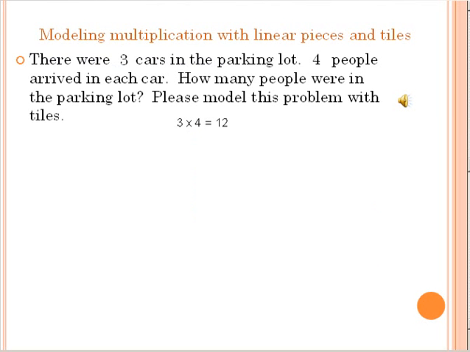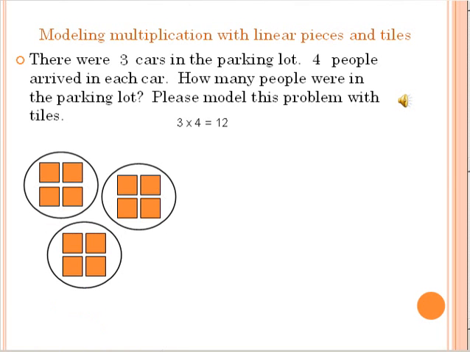In this slide, we're going to show you how we move students from the equal groups model of multiplication to the very important array or area model. In this scenario, we're looking at there being 3 cars in a parking lot with 4 people in each car. We want to know how many people were in the parking lot altogether. In the equal groups model, if a student were to model this with tiles, they would actually show 3 groups of 4 tiles. Each group is representing a car, while each of those 4 tiles within a group is representing the 4 people.